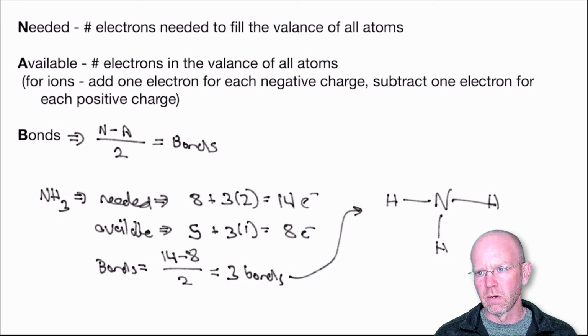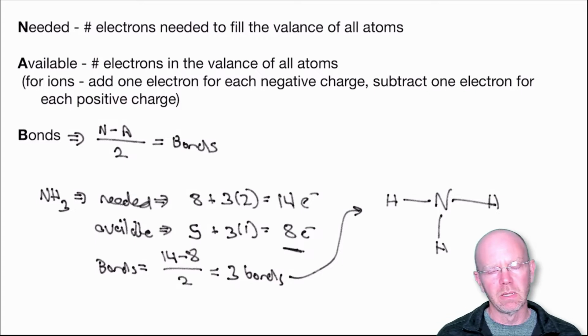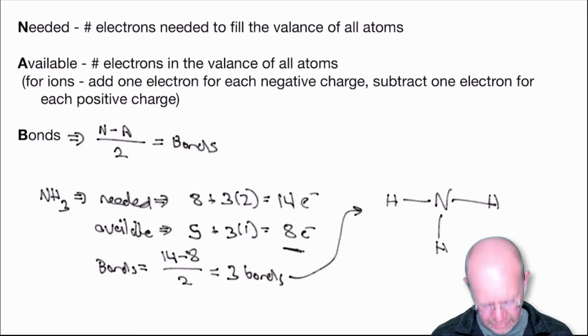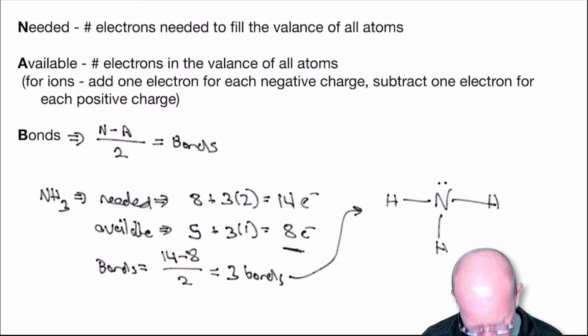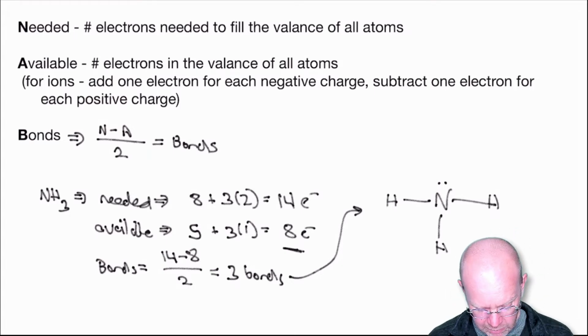So we've made 3 bonds. We've accounted for 6 electrons so far in the molecule. And we know that we have 8 electrons available in the molecule. So 6 of them are already gone. So in order to complete the octet of nitrogen, we put a lone pair of electrons there. Now we do an inspection to make sure everything looks good.